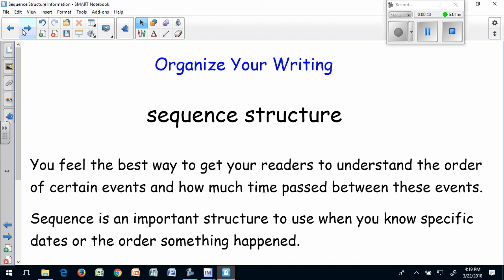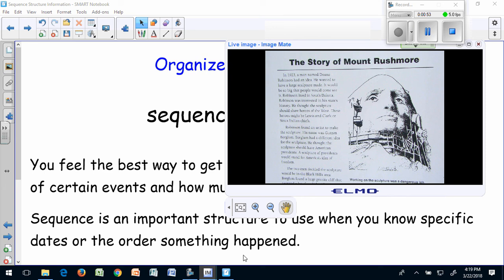Sequence is an important structure to use when you know specific dates or the order that something happened in. Now, before we continue, I would like you to read the Mount Rushmore article, The Story of Mount Rushmore. You can pause the video, read this article now, and then play the video again when you are ready to go through the article.